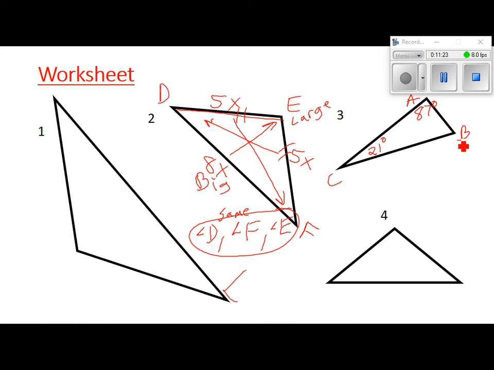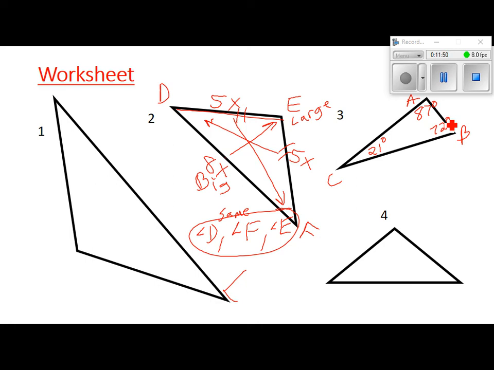You should have your calculators out anyway, right? 21 plus 87. Subtract that from 180. Anybody know what it is? 72. Once we have that, now we're going to list the sides in order from smallest to largest.